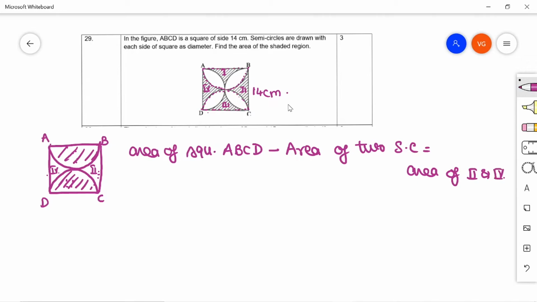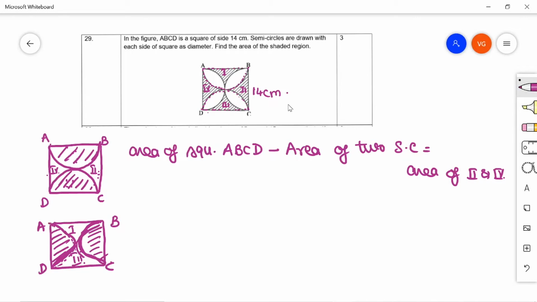Am I correct? Next. Similarly, I'm taking the other two semicircles like this. Draw the two semicircles here. This is A, B, C, D, right? Now, if I remove this part and this part, that is the semicircles with diameter AD and diameter BC, then I will be left with portions 1 and 3, right?